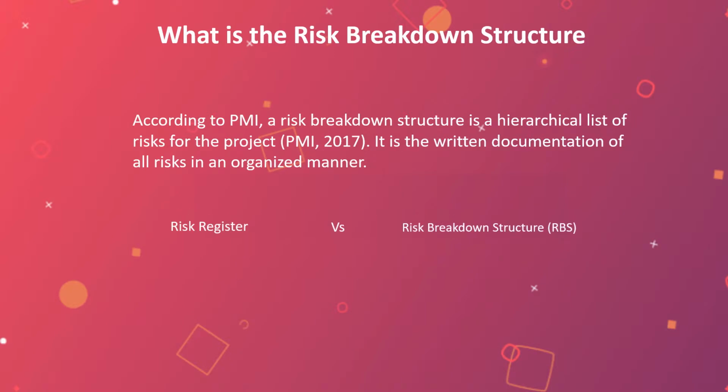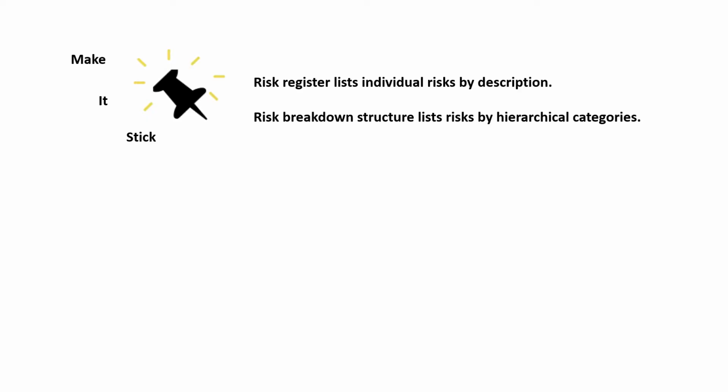So you may ask, what is the difference between the risk register and the risk breakdown structure? The risk register will list out in detail the risks, the thresholds, and risk responses, while the risk breakdown structure provides risk categories and those risks. Let's make it stick. Again, the risk register lists individual risks by description, and the risk breakdown structure lists risks by hierarchical categories.